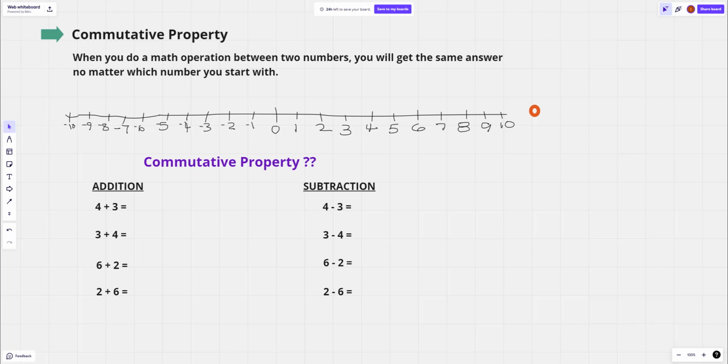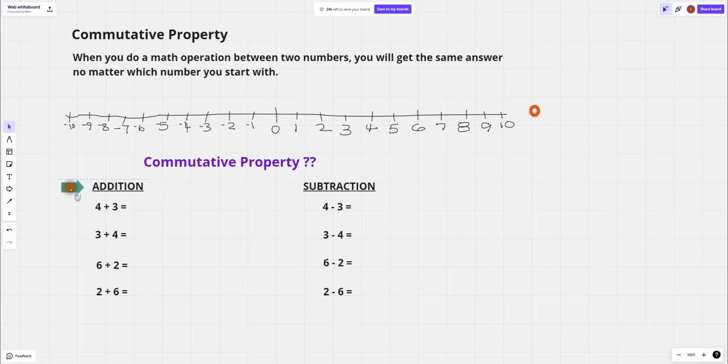My name is Inga Goodwin and today we are going to explore the commutative property. The commutative property states that when you do a math operation between two numbers, you will get the same answer no matter which number you start with. Now, the commutative property is not true for all math operations, so we're going to find out whether this is true for addition and whether it is true for subtraction.